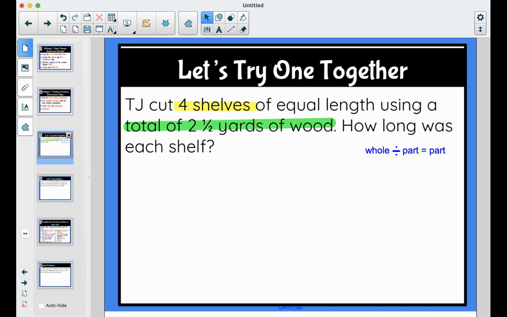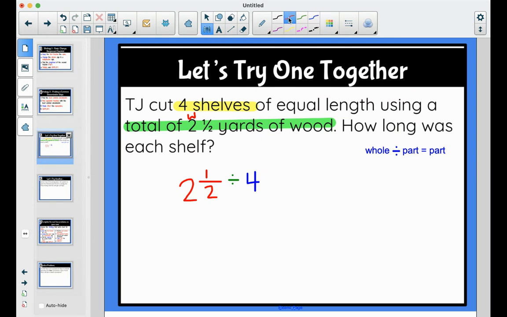Okay, guys, so we just talked about how we could solve this problem using keep change reciprocal. Now I want to talk about it using the common denominator strategy. So we know we have to do whole divided by part gives me a part. So if this is our total, then this is our whole. So 2 and 1/2 divided by 4.